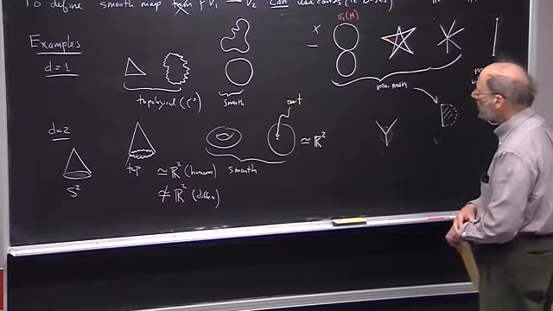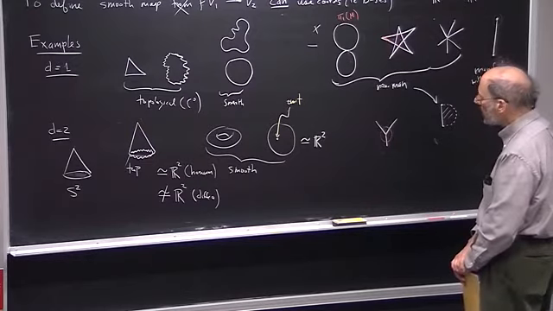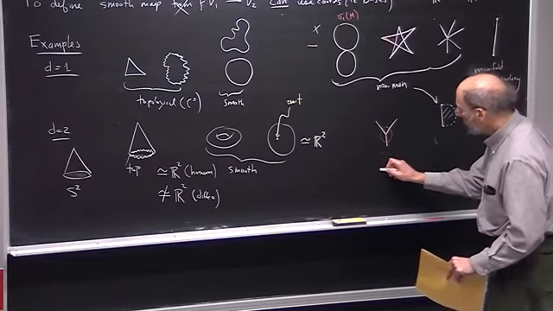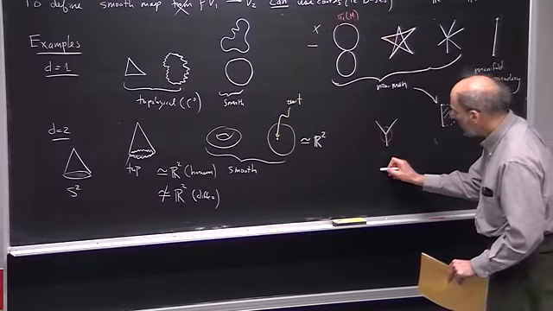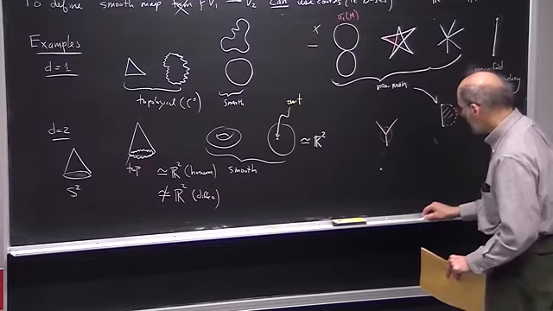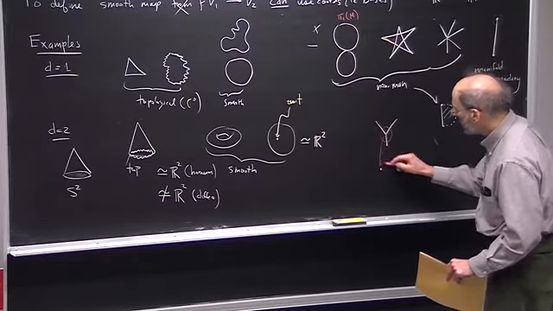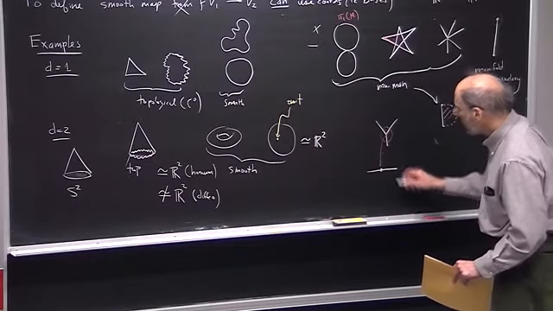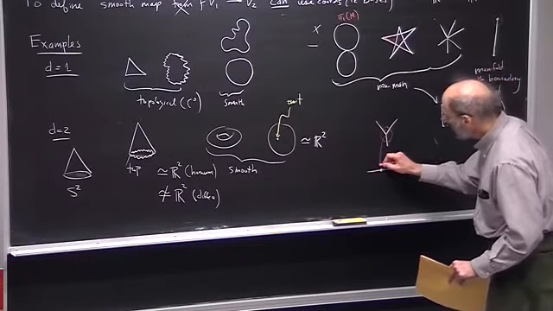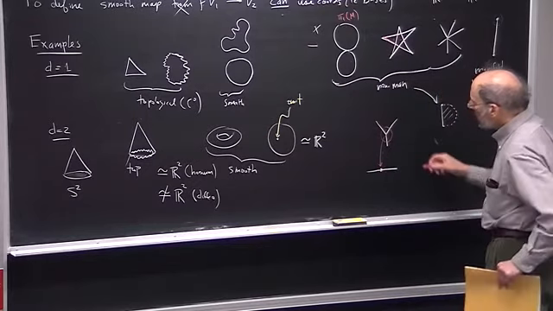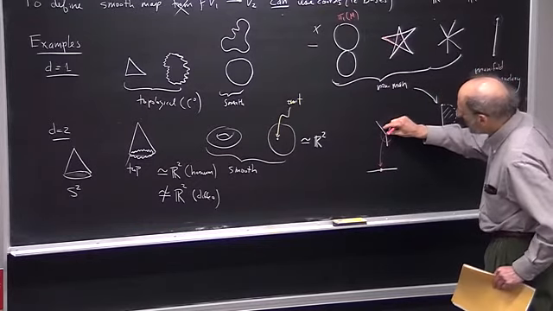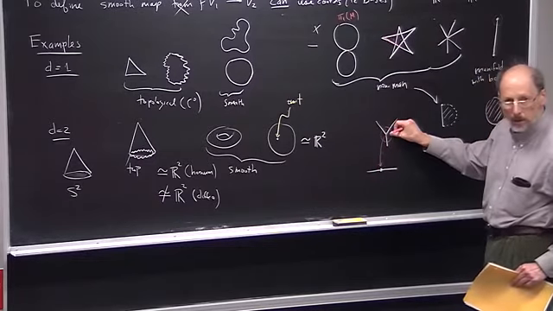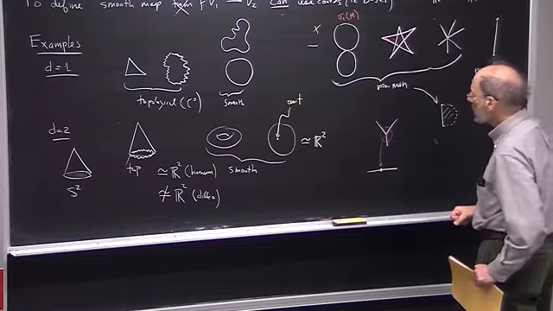So how can you do that? If there were a good chart, then this point would be mapped to the origin. Here's a little neighborhood of the origin in R1. So you could see what's going to go wrong. You could map this bit down to here, and then this bit down to there. But then there's no place left to put this.